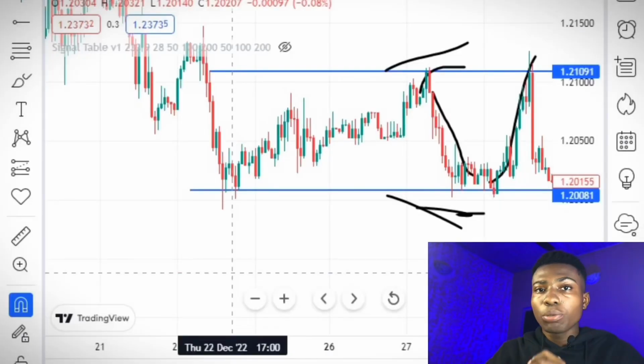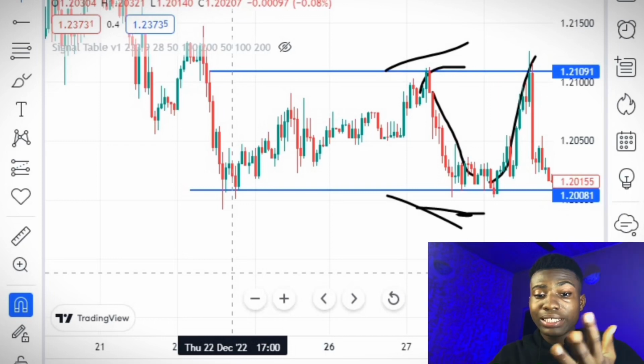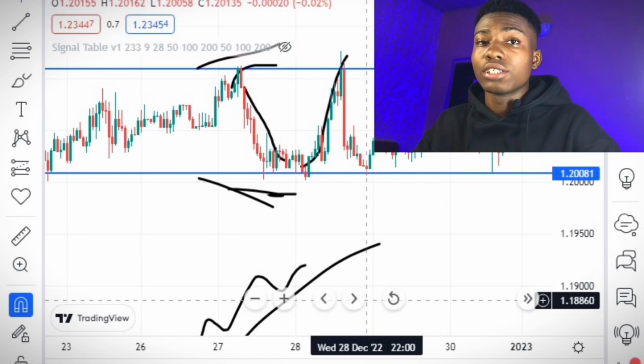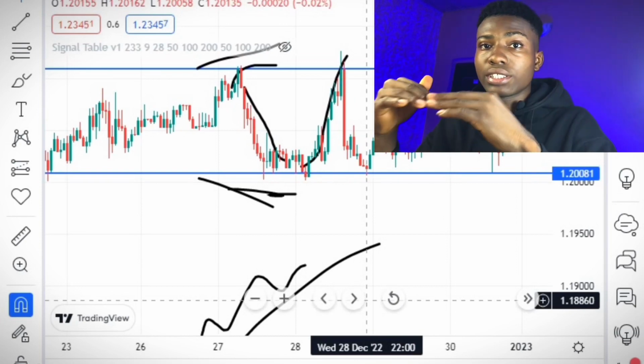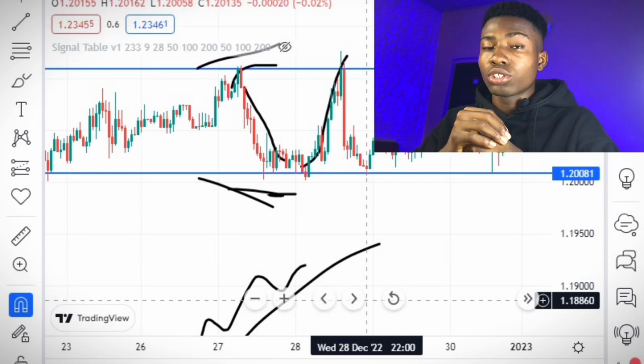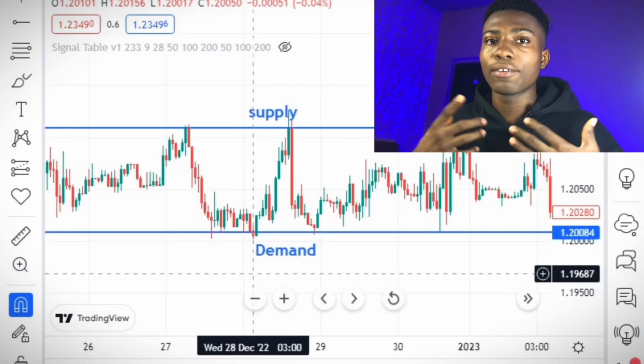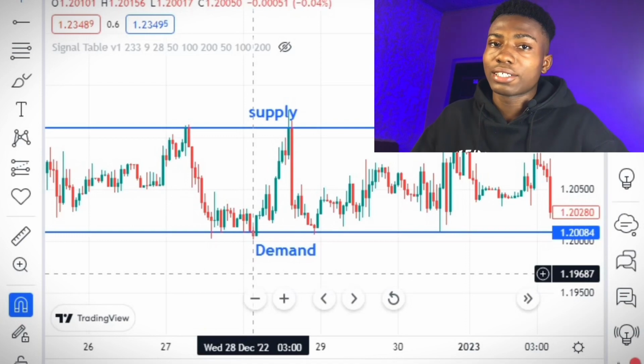Now in case you don't know, supply and demand make up a trend and a consolidation. This supply and demand can also be called support and resistance, in which supply is resistance and demand is obviously support. I don't know if you guys are wondering why my voice is like this. I actually have a cold, so yeah, that's what it is.